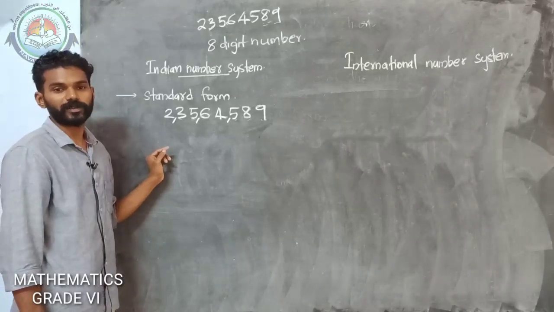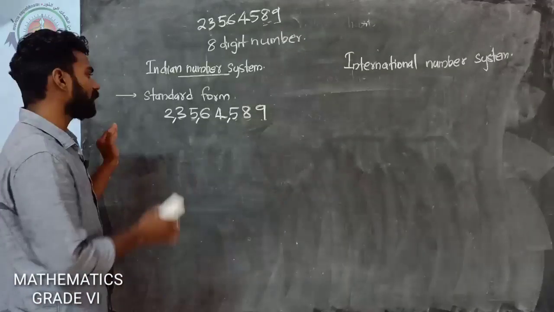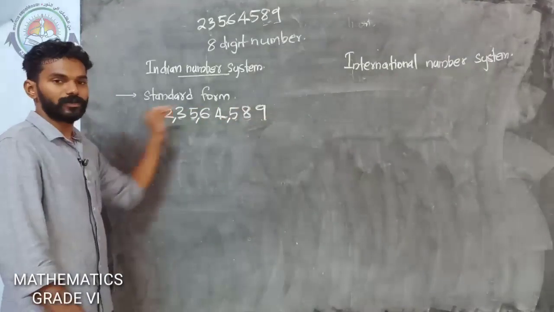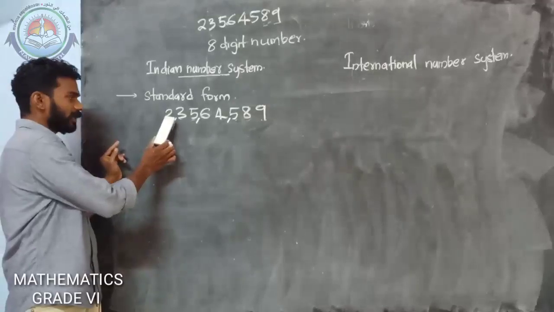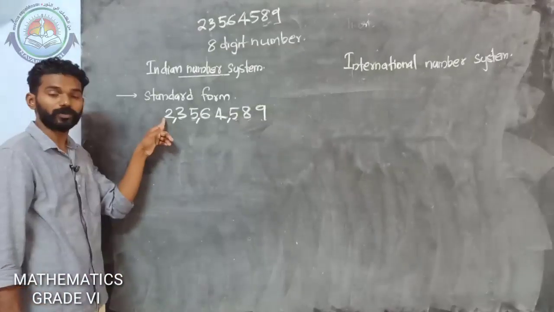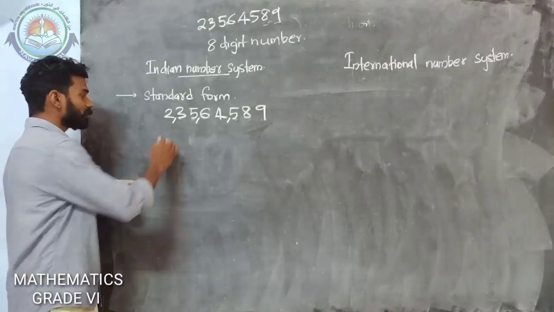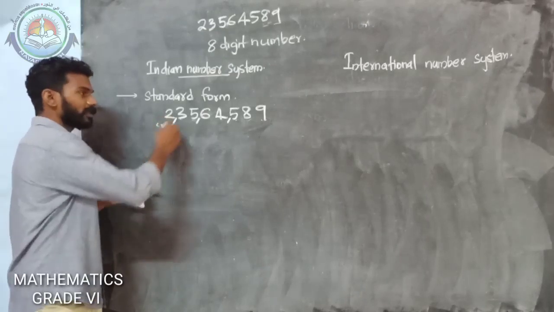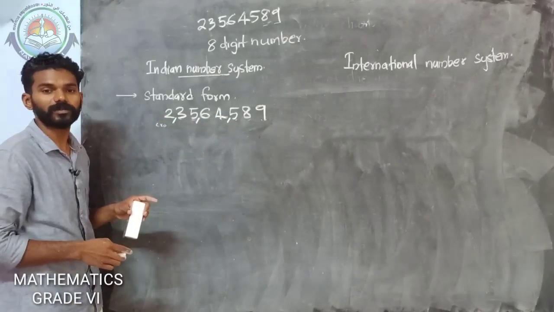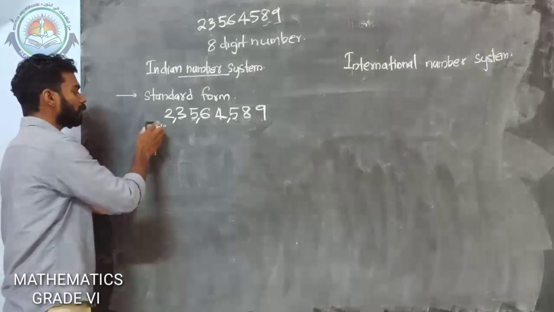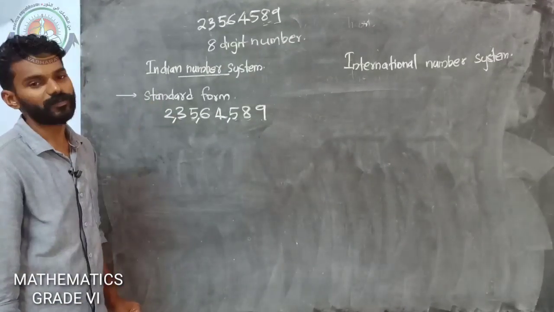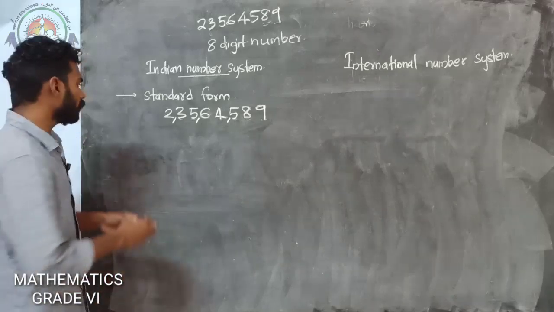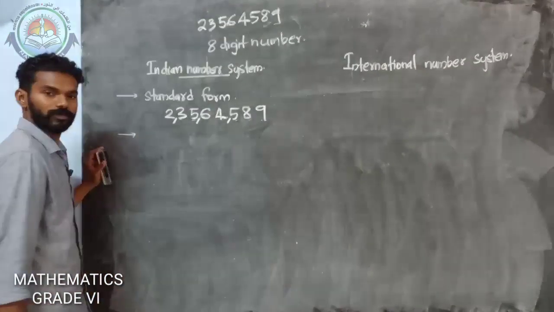Now we can easily identify on which place value this number belongs. This is at the extreme, the number 2 is in crores place. So this is certain crores of number. This is the advantage of expressing a number in its standard form. So what is the next form?